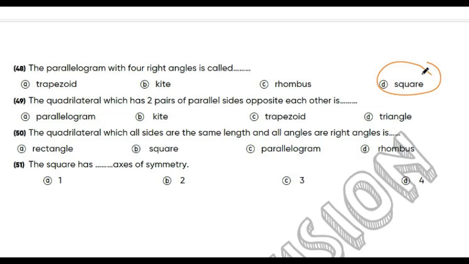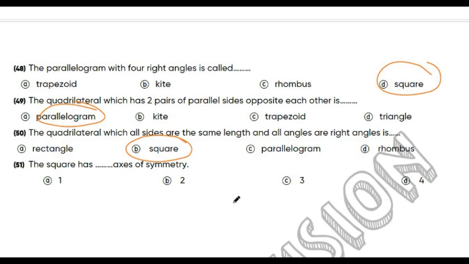The quadrilateral which has 2 pairs of parallel sides opposite to each other, so it is clear. When we say parallel, it is a parallelogram. The quadrilateral in which all sides are the same length and all angles are right angles, yes, it is a square. All sides are equal and all angles are right.